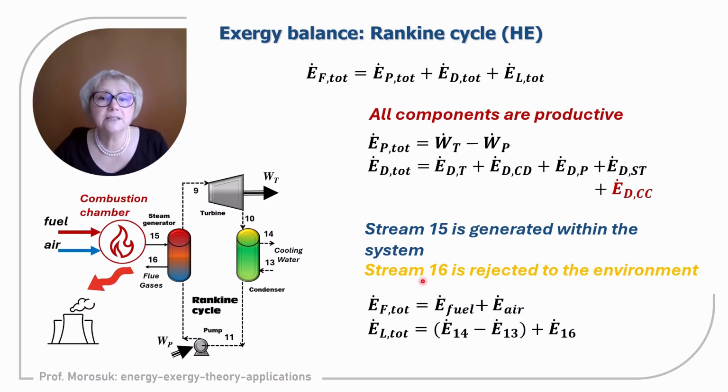And stream 16 will be rejected to the environment, then fuel of the overall system will be exergy of fuel and exergy of air. So real fuel can be gas, coal, oil, whatever it will be. And definitely we need air for the combustion process. And losses will be associated with stream 16 and depend on how we will treat the condenser. So definitely all these three cases that we discussed will have different exergetic efficiency of the overall system. And this case will definitely have the lowest exergetic efficiency.